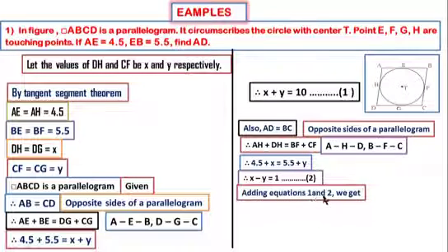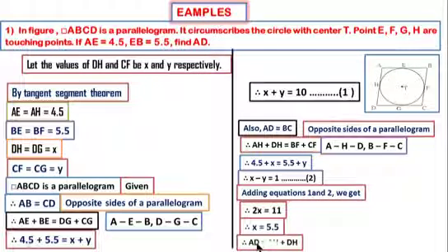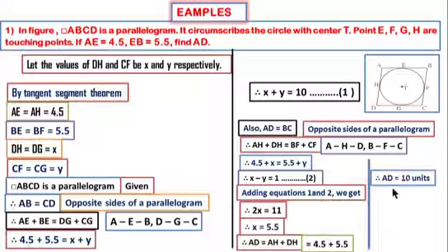Adding equation 1 and 2, we get twice X is equal to 11, and therefore X is equal to 5.5. Therefore AD is equal to AH plus DH, 4.5 plus 5.5, and therefore AD is equal to 10 units. We find the value of AD is equal to 10 units.